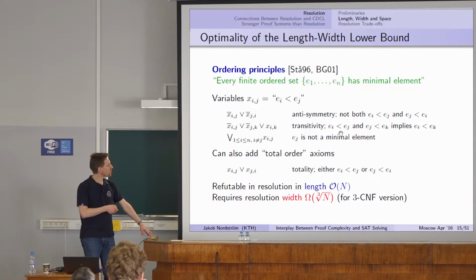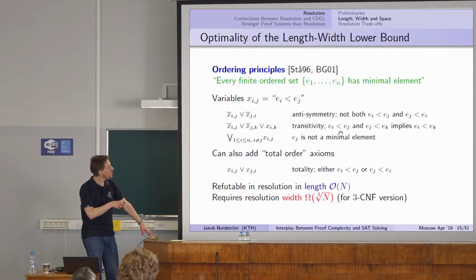Well, the formula size is, it has n squared variables and n cubed clauses, right? So this n is the size of the formula. So this n is the little n cubed. Okay, and the formula will have size n cubed.